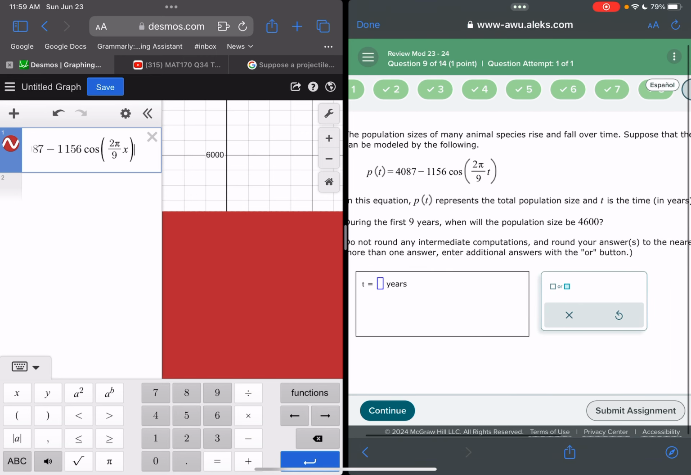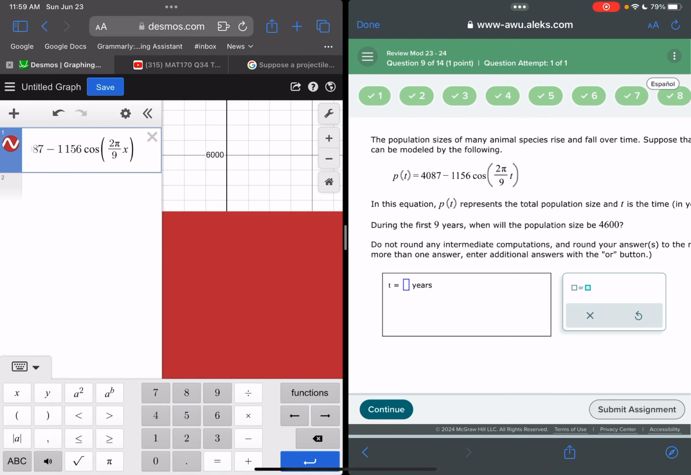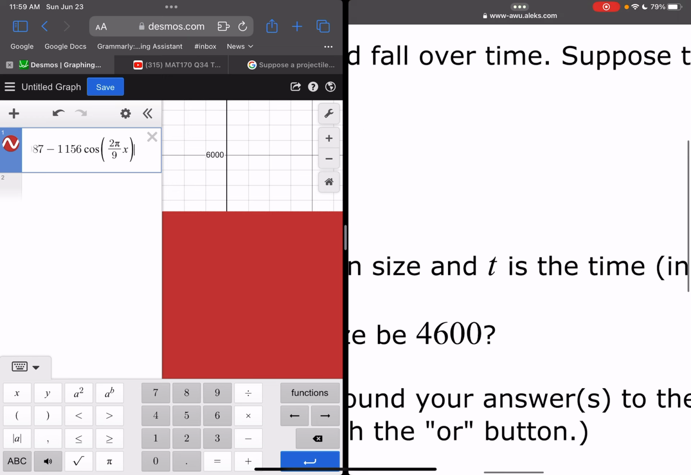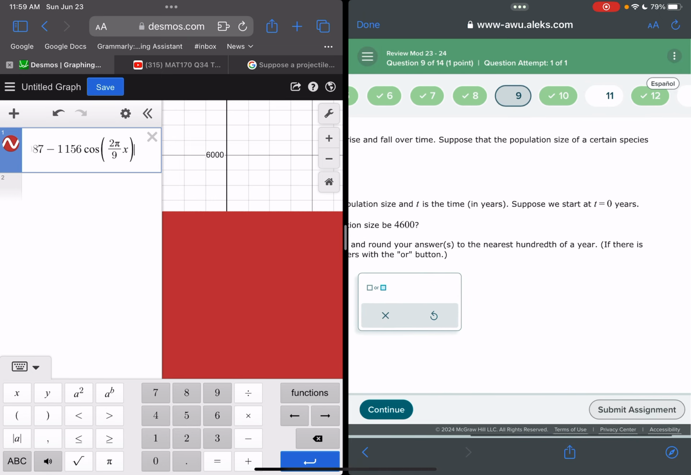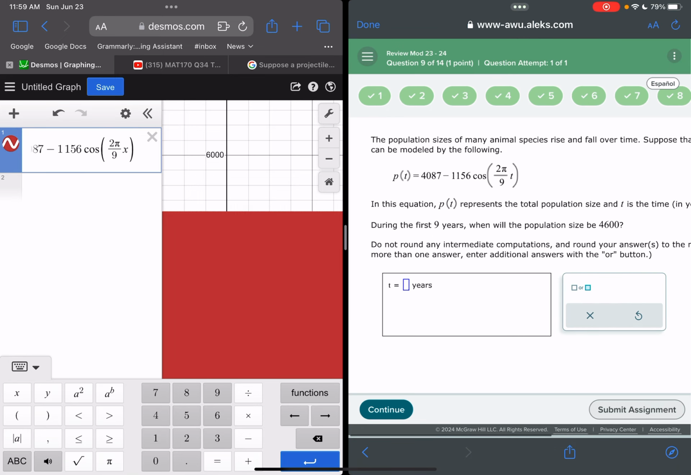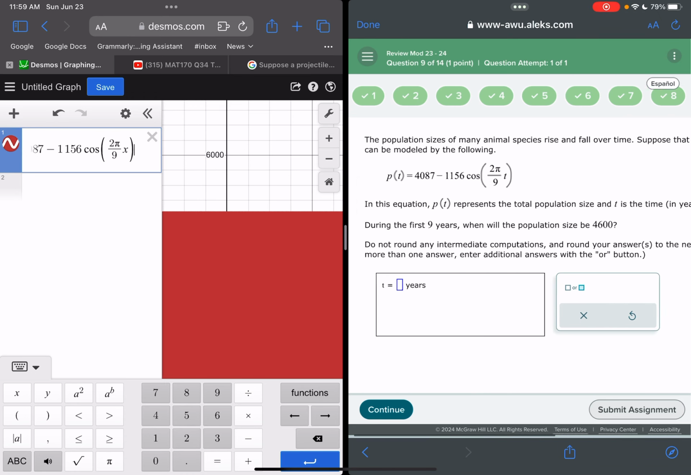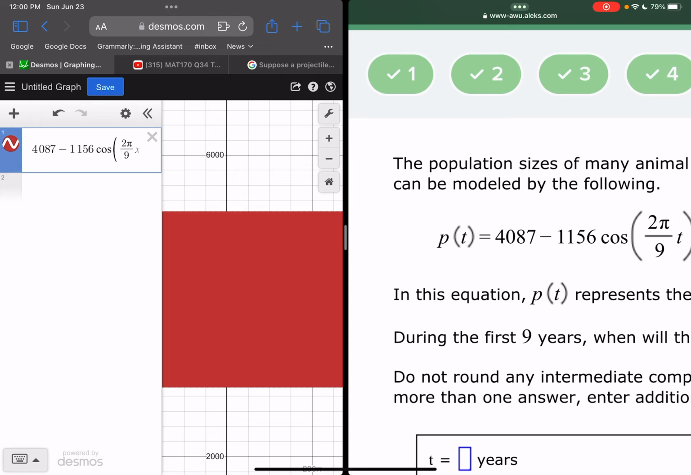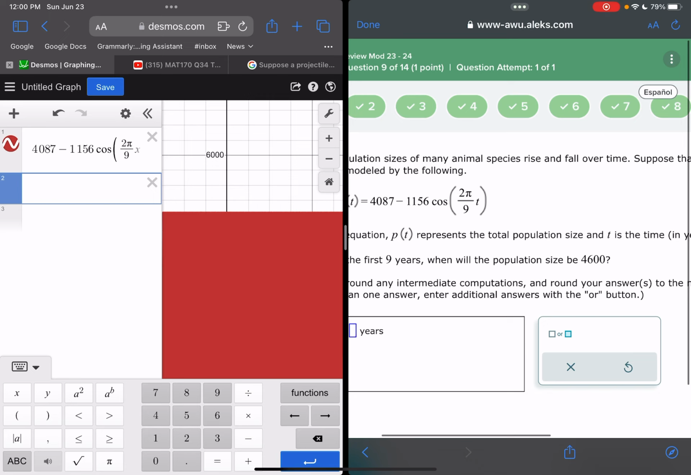In this equation, P times T, or whatever that is, this is Y. Y represents the total population size, and T, or X in this case, is the time in years. Suppose we start at X equals 0 years. During the first 9 years, when will the population size be 4,600? So I see here that Y is the population size, or P(T), and we're trying to find when it is 4,600.